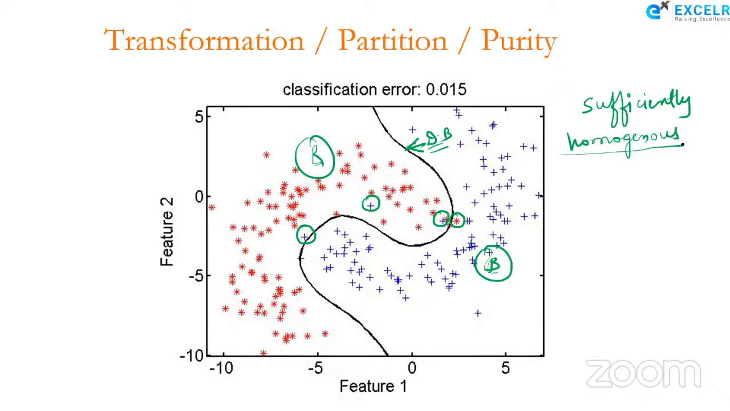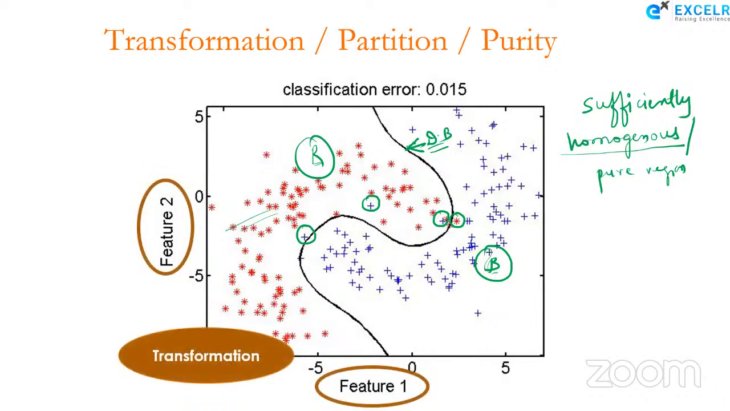Now, what is homogeneous? Homogeneous in the sense belonging to the same category. All these data points belong to the blue category, right? All these data points here belong to the red category. So we are going to say that this is sufficiently homogeneous, or a sufficiently pure region. It is not a completely pure region, but sufficiently, in the sense that the majority of the data points belong to the same class. And we can say that this is a sufficiently homogeneous region.